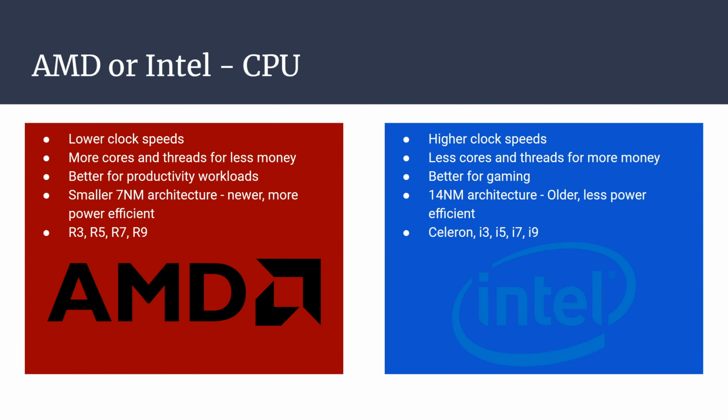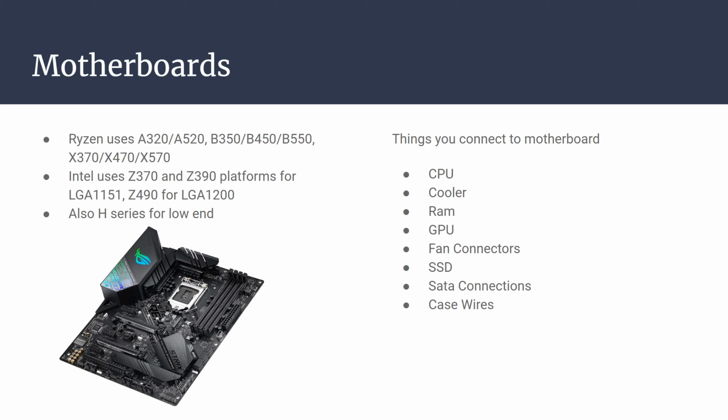The next part is the board. This is where you put things like the CPU that we were talking about before, the cooler, the RAM, the GPU, fan connectors, SSD, SATA connections, case wires, and many other things.